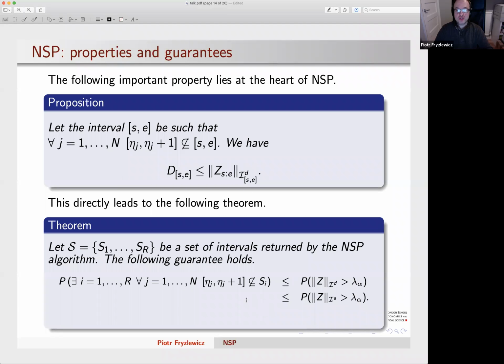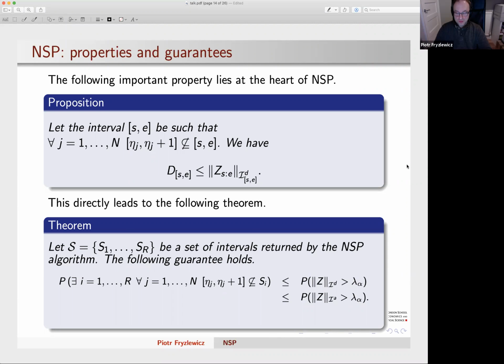So I'm shifting all my considerations to the domain of my true residuals, where there's a wealth of results in the literature which tell me how to handle this probability on the right-hand side here. To construct intervals where I don't have a spurious interval with any probability I want, all I need to worry about is this probability of the norm of the residuals Z exceeding a certain threshold.